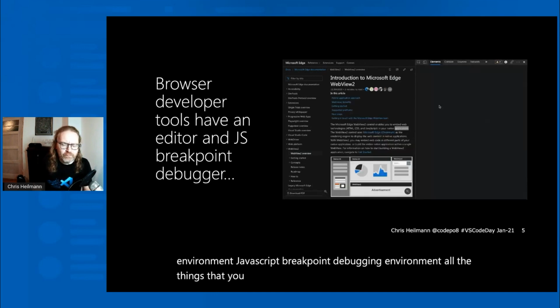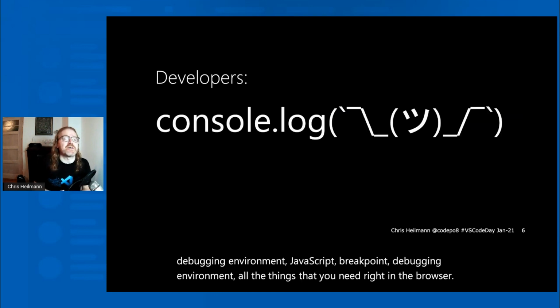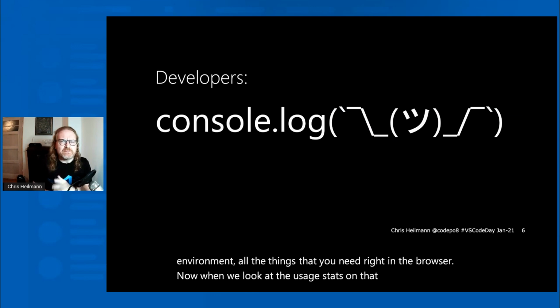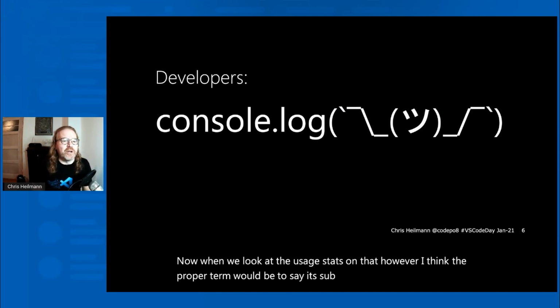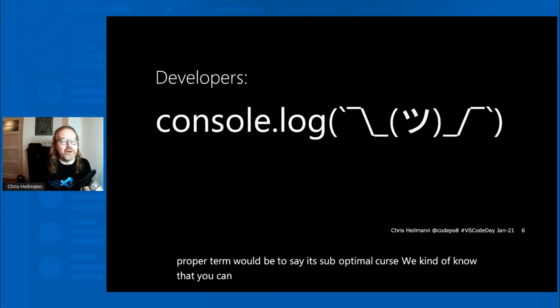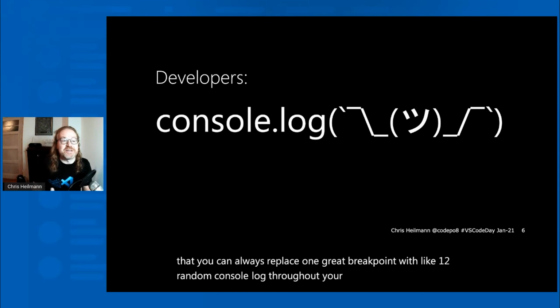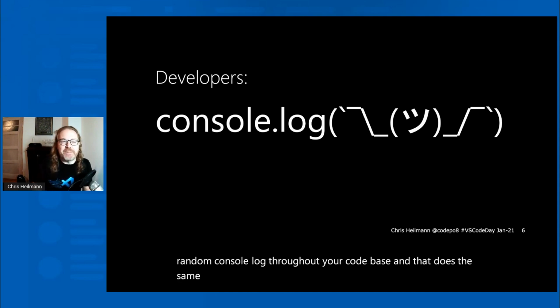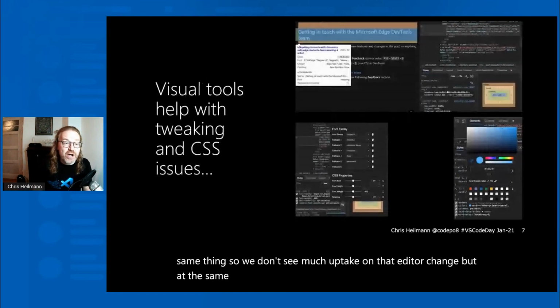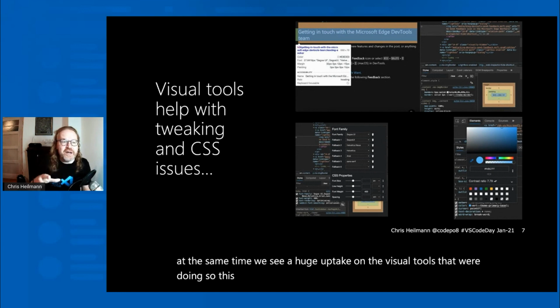Now, when we look at the usage stats of that, however, I think the proper term would be to say it's suboptimal, because we kind of know that you can always replace one great breakpoint with like 12 random console logs throughout your code base, and that does the same thing. So we don't see much uptake on that editor change, but at the same time, we see a huge uptake on the visual tools that we're doing. So this is debugging the CSS. This is actually finding out what something is. On the top, you see here the new overlay.